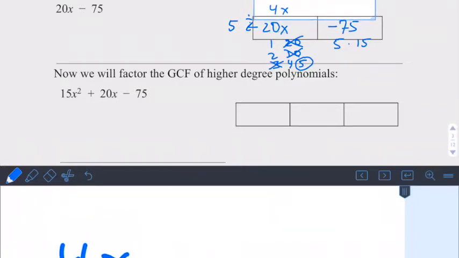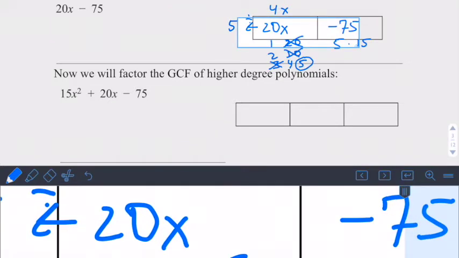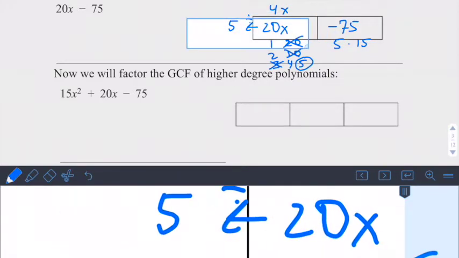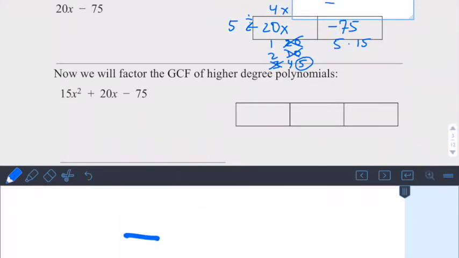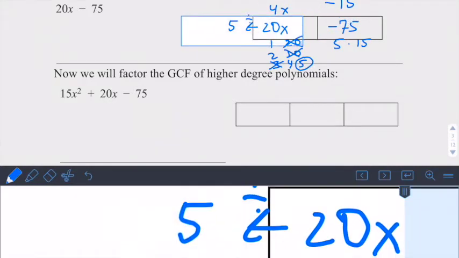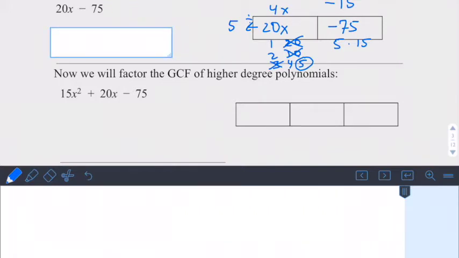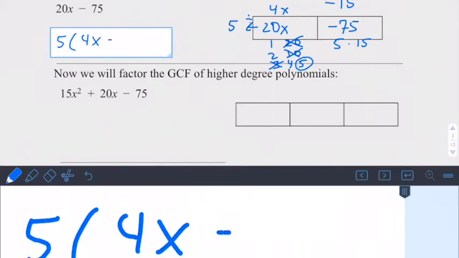So if I think about it, 4x times 5 is 20x. And then over here, negative 75 divided by 5 gives us negative 15. Or we could think of it as negative 15 times 5 gives us negative 75. So my factored form is 5 times 4x minus 15.